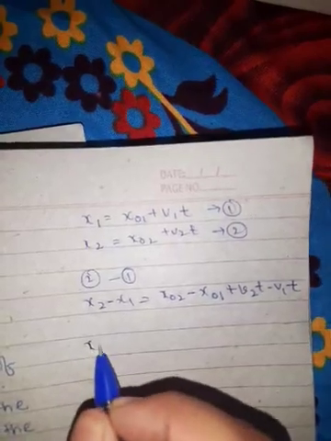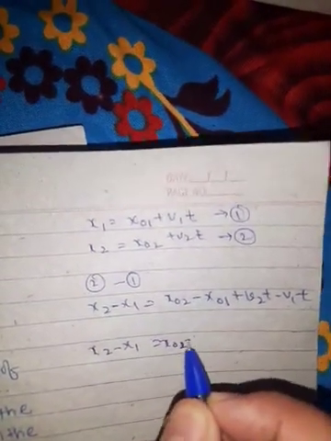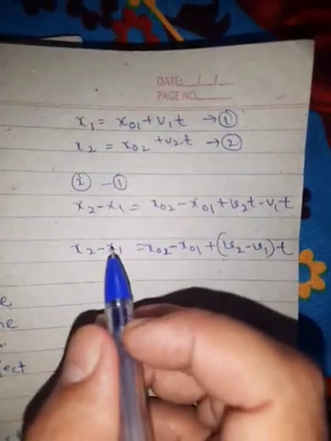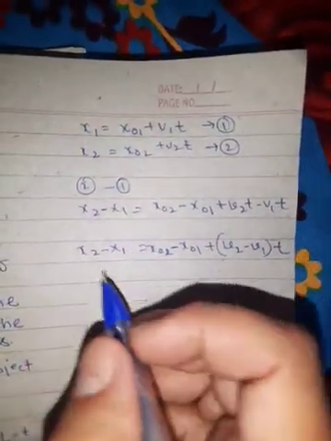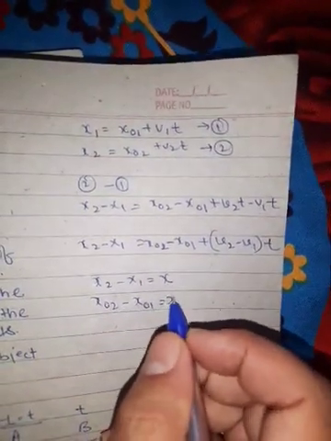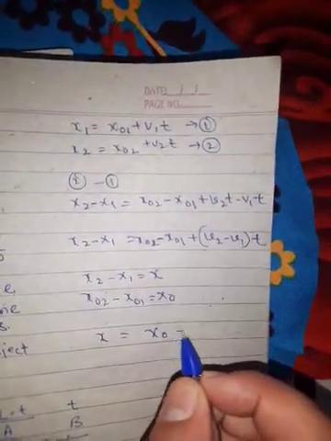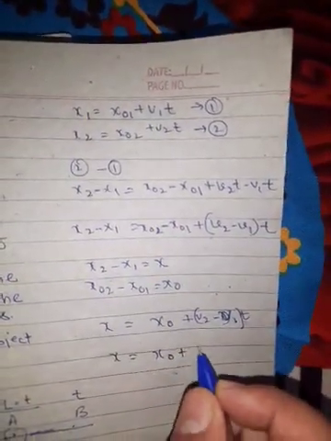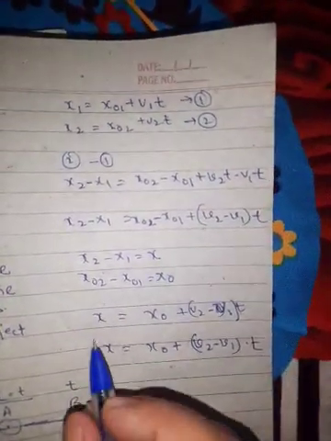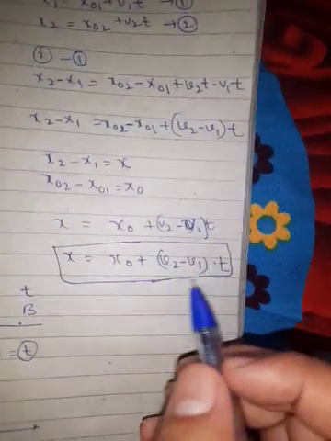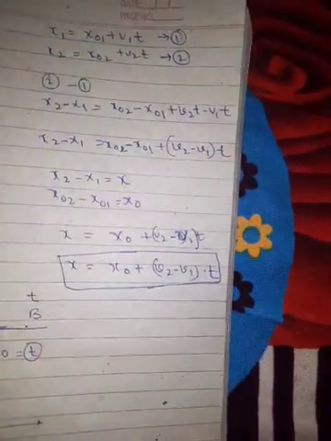Okay students, then after that what will we do? X2 minus x1 is equal to x02 minus x01, then take t common. When we take t common, we get this equation. Clear? So after subtracting, the gap between the two points is x2 minus x1, which is equal to x, and x02 minus x01 is x naught. So x is equal to x naught plus v2 minus v1 into t. This is our main equation, which shows the relative concept between velocities. This v2 minus v1 shows the relation between the velocities of the first body and the second body.